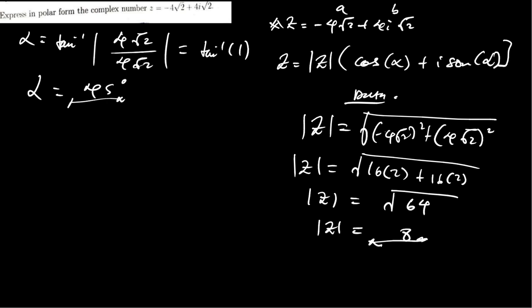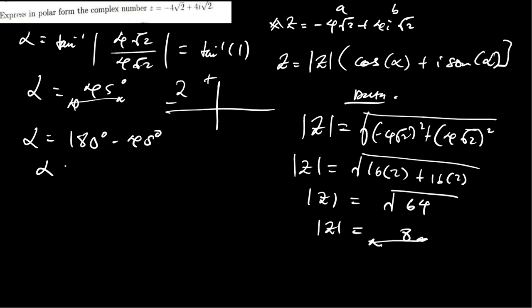So now this won't be the final value of alpha because you have to check the quadrant in which it falls. As you can see, you're having minus and plus. So it's minus in the x and plus in the y, which means you're in the second quadrant. So what would be the value of alpha in the second quadrant? You have to say 180 degrees minus 45 degrees, and alpha will then be 135 degrees.